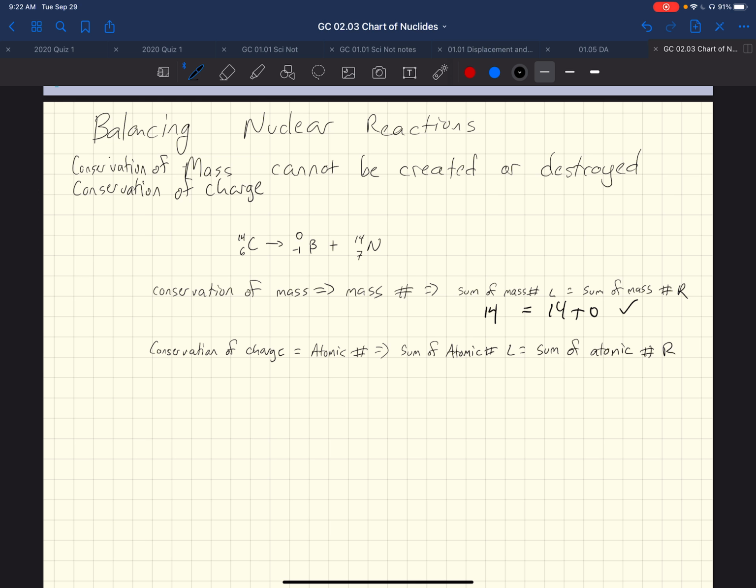The other thing that we have to be careful of is conservation of charge. With the conservation of charge, the sum of the atomic number on the left has to be equal to the sum of the atomic number on the right. So here on the left side, I have an atomic number of 6. And on the right side, I have -1 plus 7, and that equals 6. So that is also okay. So when we're balancing nuclear reactions, these are the two things that you have to keep in mind. You have to balance these two things.